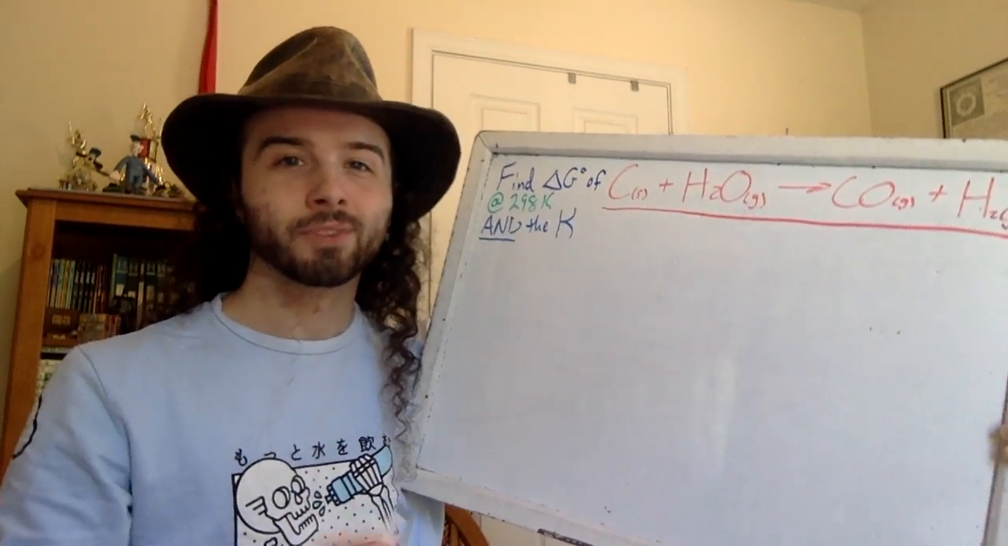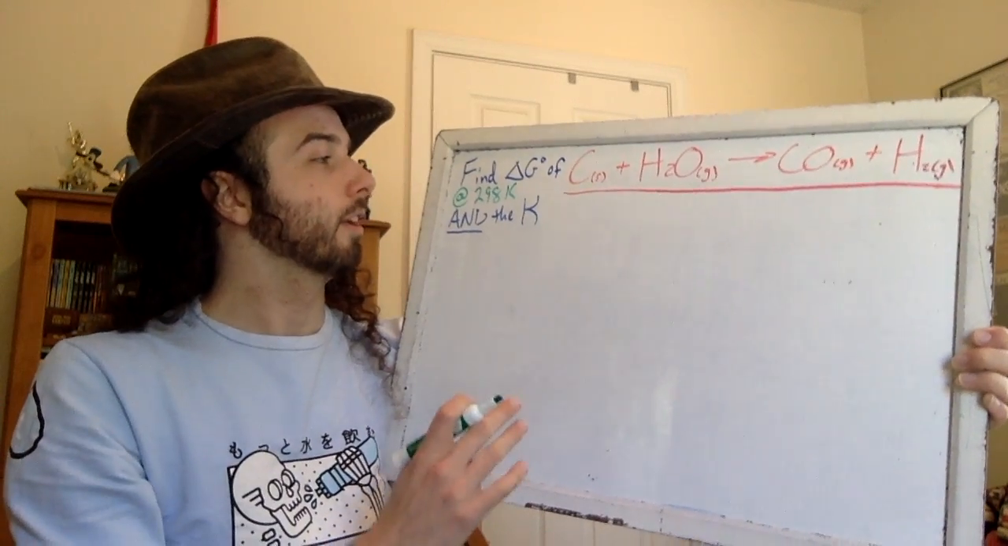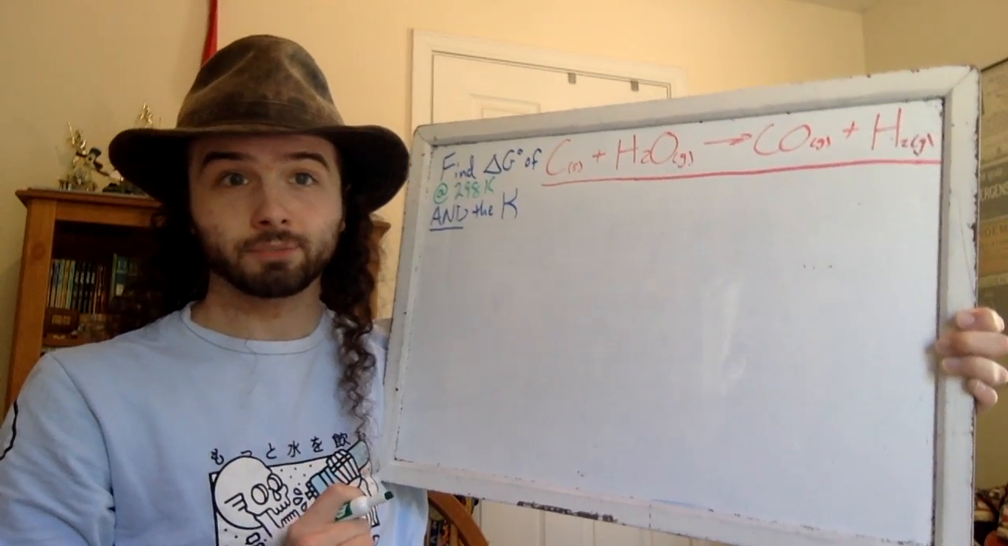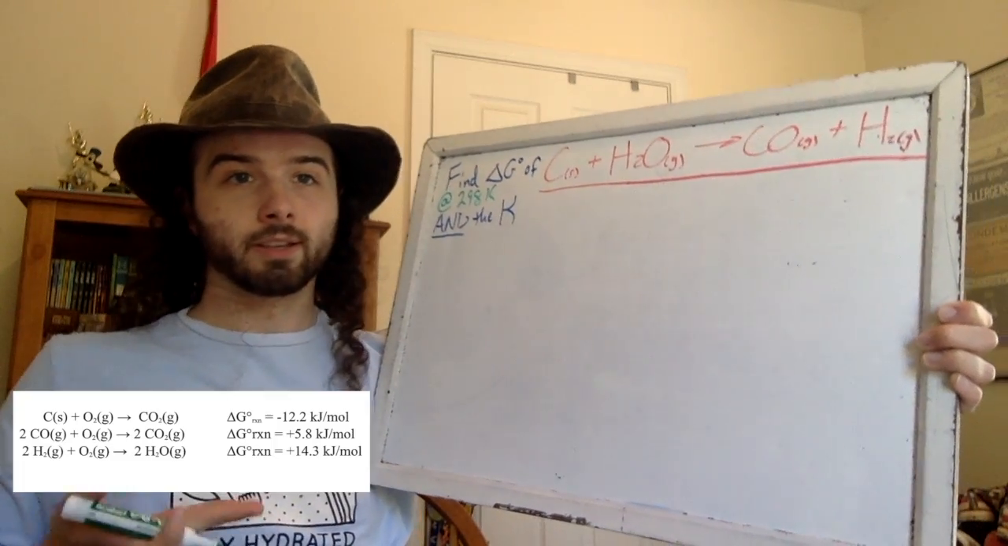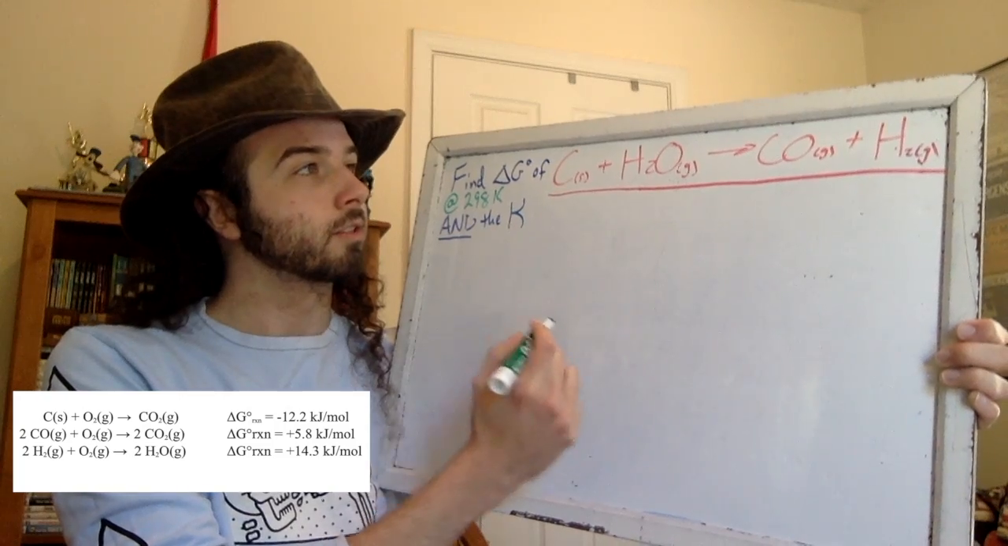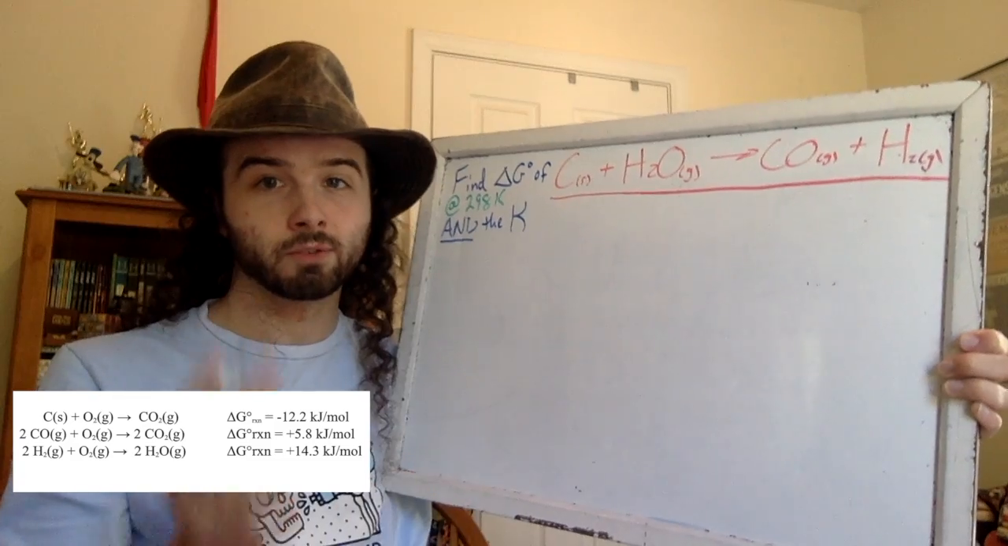All right, so we have our starting reaction here. We're trying to find the delta G naught and the K value for this reaction. Okay, so we're given a whole bunch of different reactions. I'll put those right here to see if we can build our reaction and figure out what the delta G naught for this reaction is.